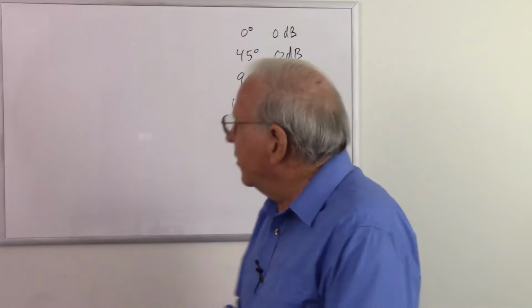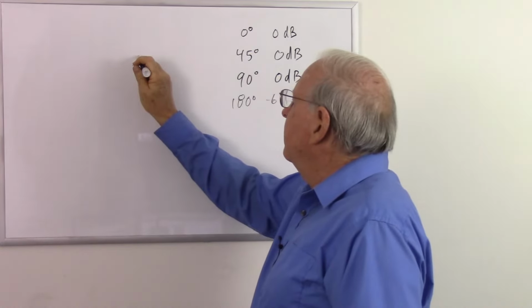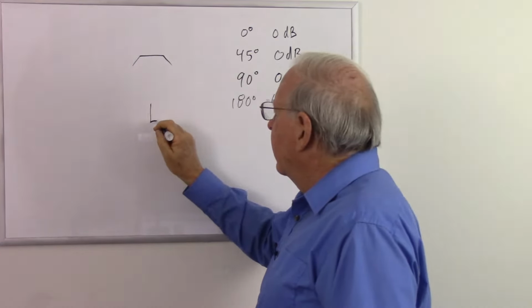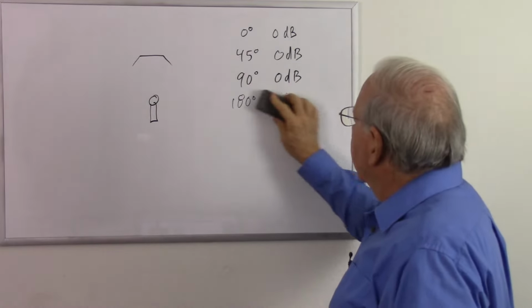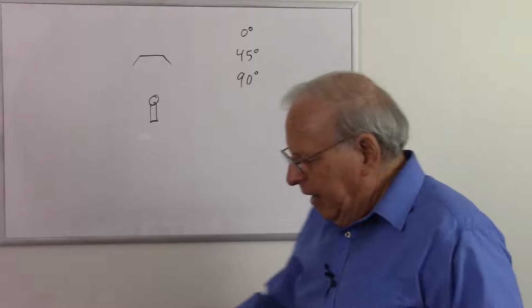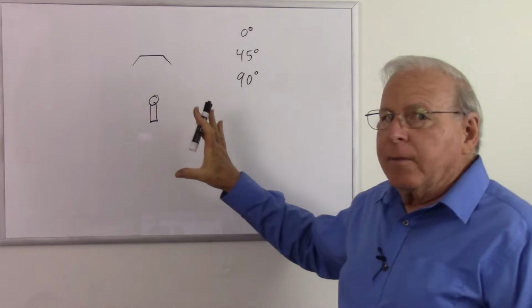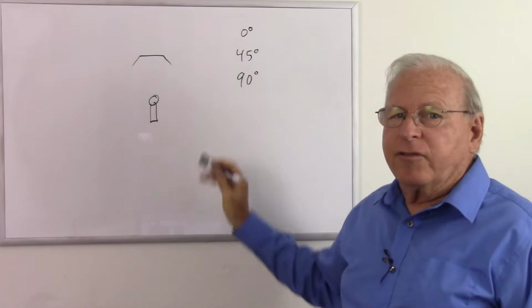Probably should have left these things up here. Let's see, put the speaker and the microphone and erase these numbers here. And so we're going to do the same thing with a cardioid microphone and see what we get.